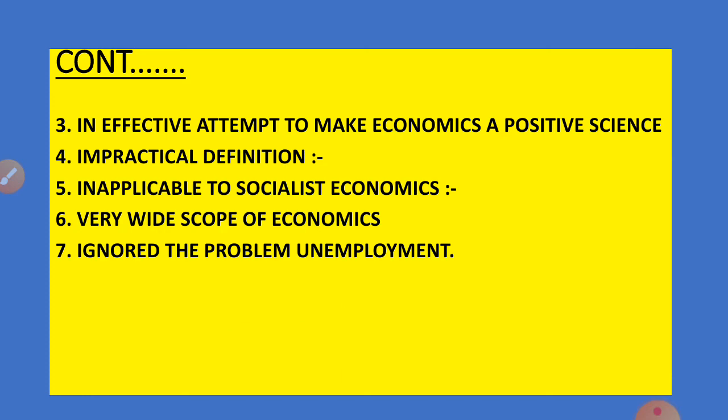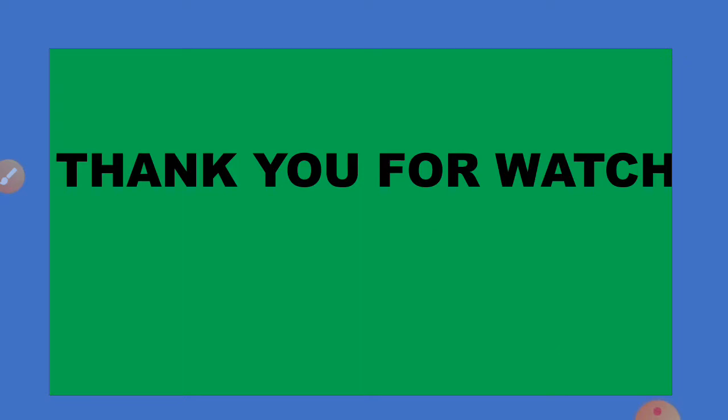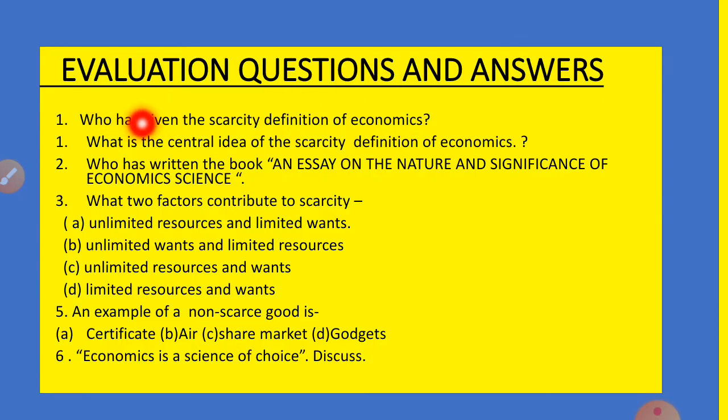Okay, now let's discuss some important evaluation questions. First question: who has given the scarcity definition? Obviously Robbins. What is the central idea of economics? Valuation. Who has written the book Nature and Significance of Economic Science? Robbins. Third, which two factors contribute to scarcity: unlimited resources and limited wants, or unlimited wants and limited resources? The answer is unlimited wants and limited resources. Sixth, an example of a non-scarce resource: certificate, air, share market, gazette. The right answer is air.